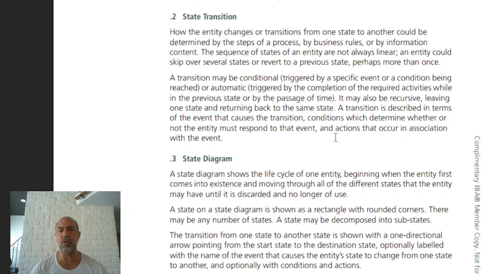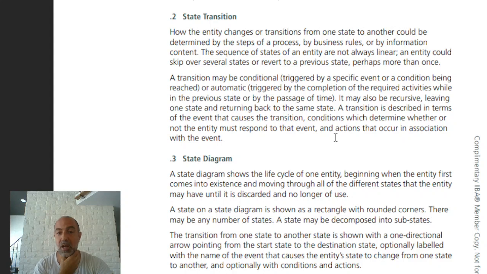A transition may be conditional, triggered by a specific event or a condition being reached, or automatic, triggered by the completion of the required activities while in the previous state or the passage of time. Like it could be automatic or it could be like literally, I don't know, we're gonna die if we don't do anything state. It may also be recursive, leaving one state and returning back to the same state.